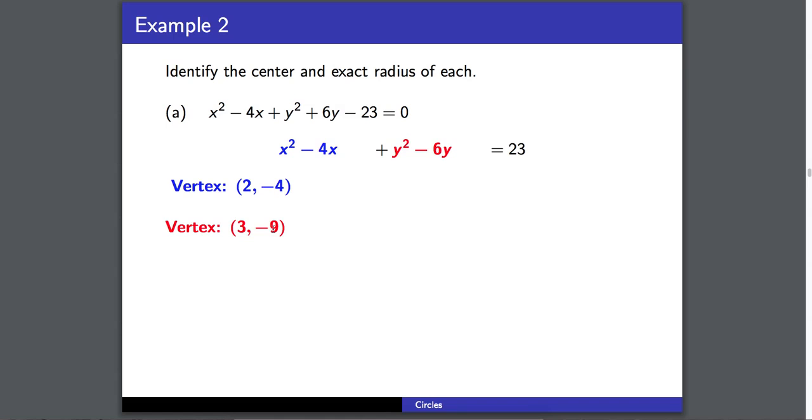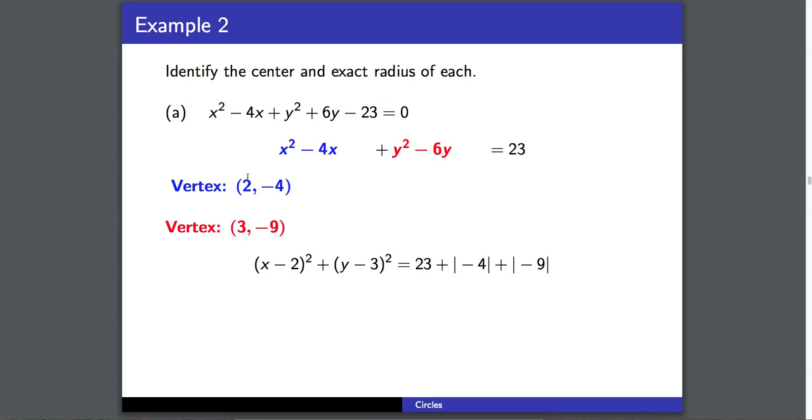9. And so what we're going to do is rewrite these equations in almost like their parabola form. So we're going to take x minus 2 in parentheses squared, so x minus this first x coordinate for the vertex, plus y minus 3 in parentheses squared, and that's going to equal the 23 plus the absolute value of negative 4, so we don't have to worry about the negative anymore, plus the absolute value of negative 9, and we won't have to worry about the negative there either.